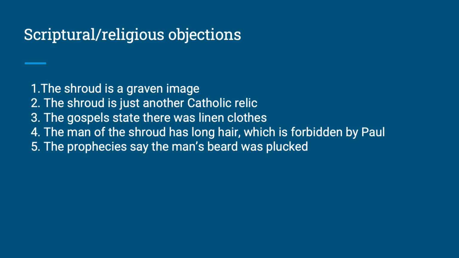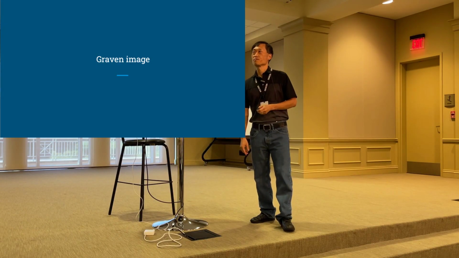1, the shroud is a graven image. 2, the shroud is just another Catholic relic. 3, the Gospels state there was linen clothes, plural. The man in the shroud has long hair, which is forbidden by Paul. The prophecies say the man's beard was plucked. All right, the graven image.